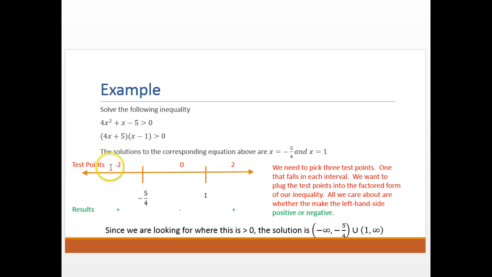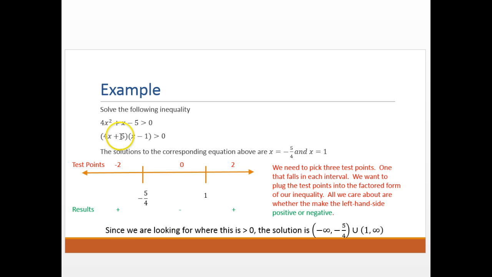It's not going to switch back and forth across the x-axis. So let's pick test points. I'm going to pick easy ones: negative 2 on this side, 0 in the middle, and 2 on the right. Negative 2 is to the left of negative 5/4, 0 is between negative 5/4 and 1, and 2 is to the right of 1. And all we're going to do is plug into the factored form. When we plug in, all we really care about is whether it's positive or negative. So let's plug in negative 2. Negative 2 into here gives us negative 8 plus 5, which is negative. Negative 2 minus 1 is negative. A negative times a negative is a positive. So everything to the left of negative 5/4 is positive.